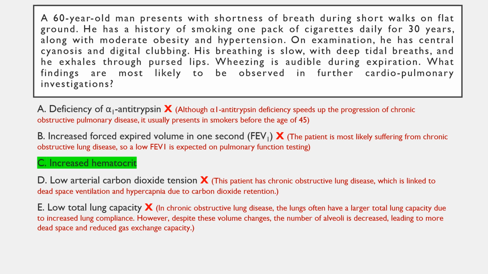Option E is incorrect as the lungs in COPD tend to have a higher total lung capacity due to increased lung compliance. Despite these volume changes, the number of alveoli is reduced. There is more dead space and less capacity for gas exchange.